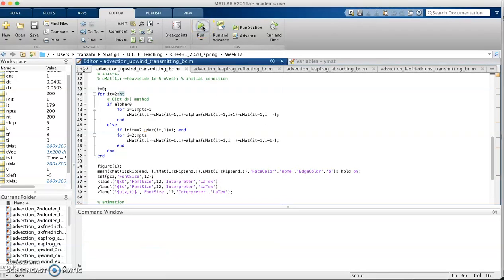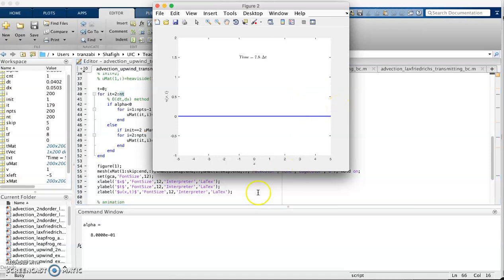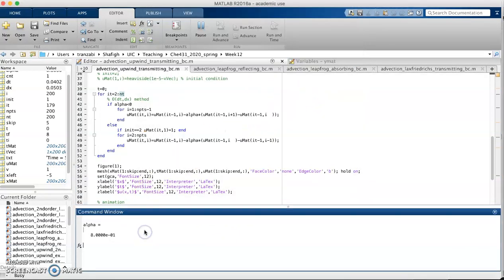If I run this code and we initially start with the bell-shaped wave, you see that as it hits the boundary, nothing gets reflected and everything goes through it. This is called a transmitting boundary. That means it transmits everything from the domain into the boundary. You can do the same thing if alpha is negative.